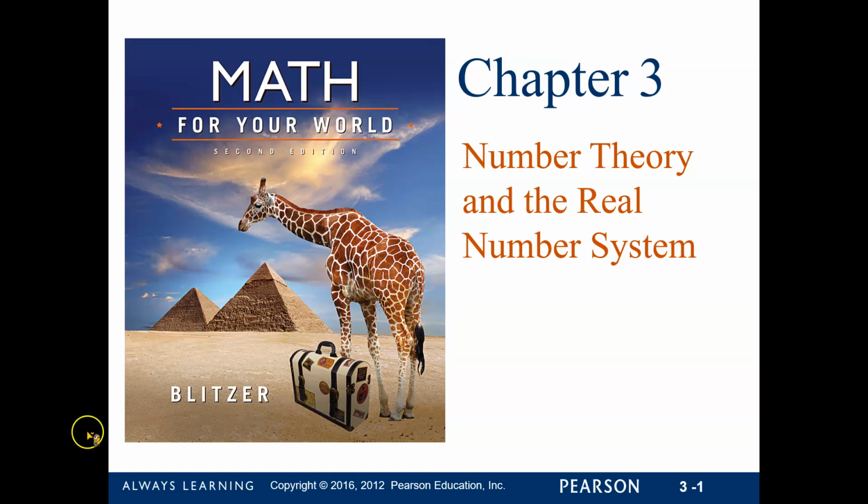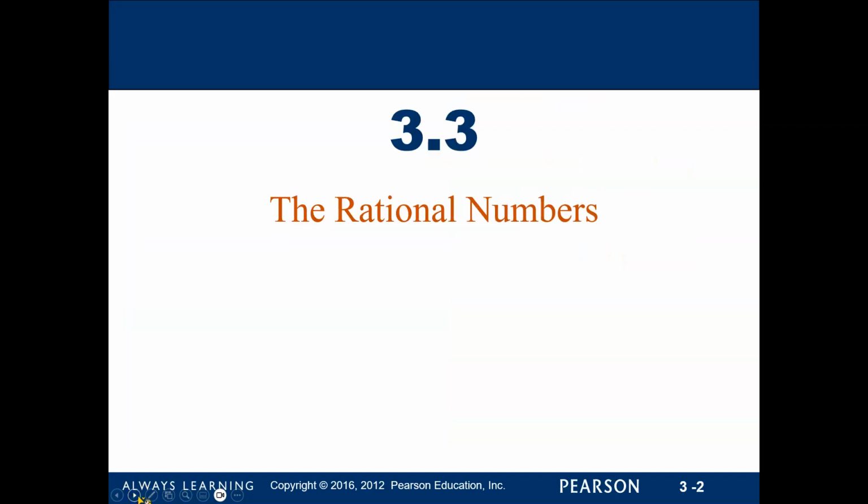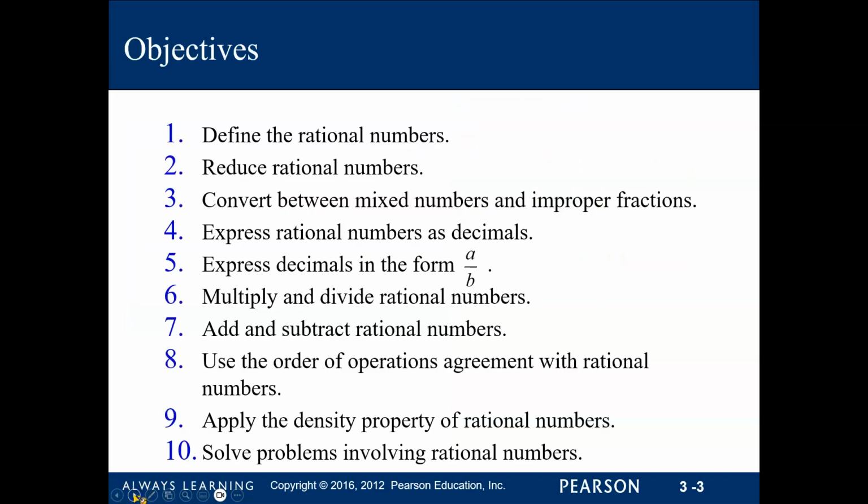Hi everyone, so let's continue working on our lesson on chapter 3, and now we are going to work on rational numbers. So for this particular lesson, we will be defining rational numbers, reducing them, converting mixed numbers to improper fractions, and vice versa. We're going to also express rational numbers as decimals, and decimals in the form of a fraction a over b. We're going to be doing operations on our rational numbers, use the order of operations agreement when we are working with rational numbers, apply the density property of rational numbers, and solve problems involving rational numbers.